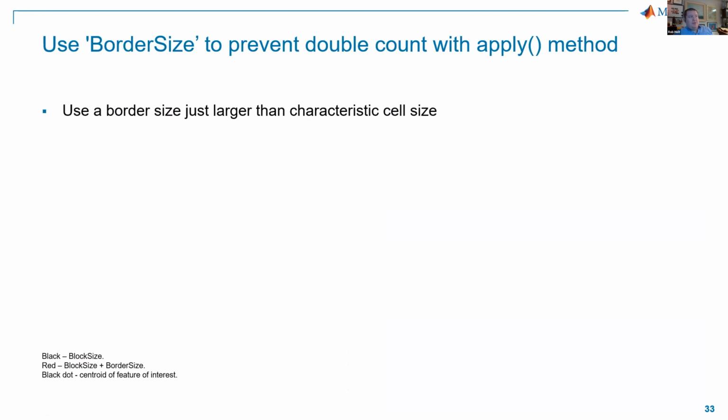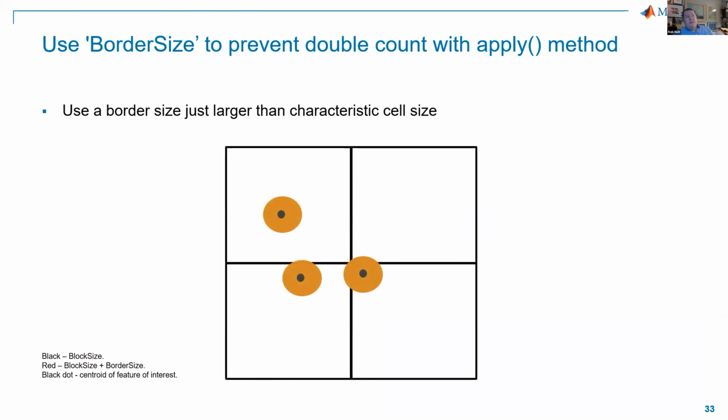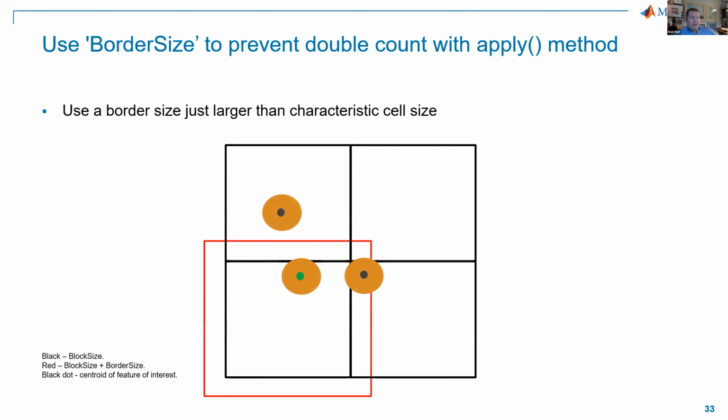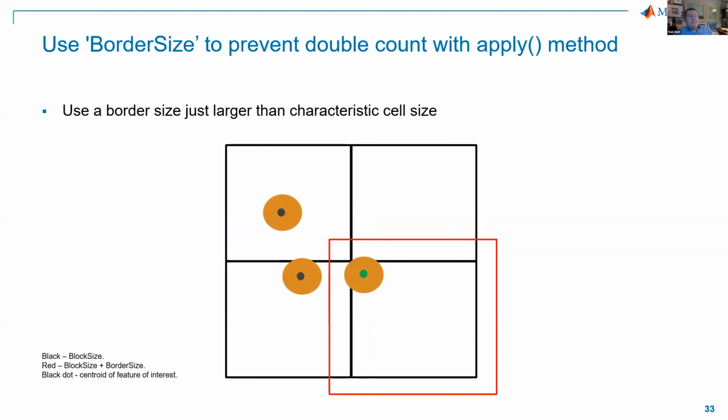We do have some new tools using a border size to prevent double counting. So if you have a bunch of cells that are on the edge of patches, assigning a border size that is just larger than the characteristic size of the cell avoids double counting. So this cell in the upper left belongs to the upper left patch. Similar for this one, this cell in the lower left doesn't get assigned to the upper left. It only gets assigned to where its centroid is. So in this way, we are solving a problem that can be kind of a headache to program.